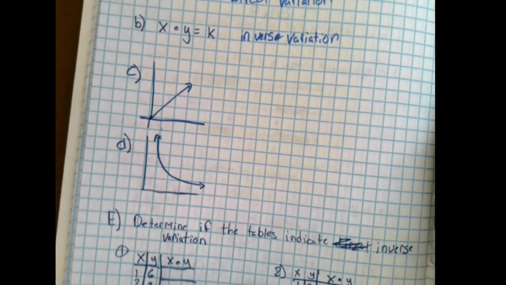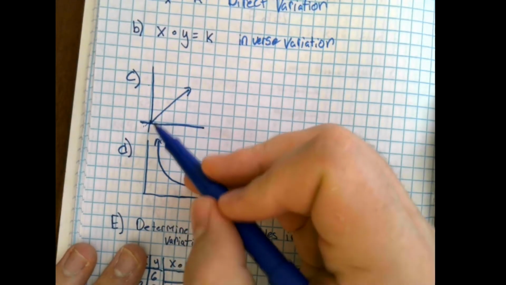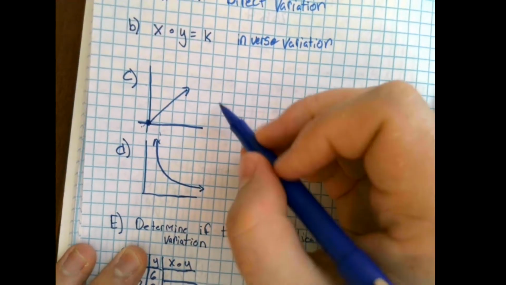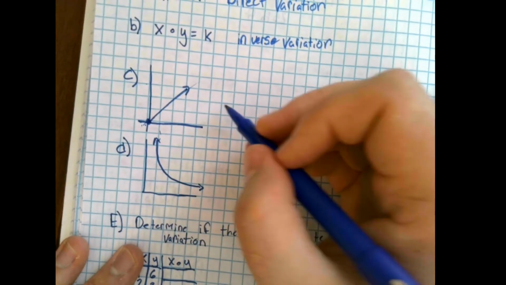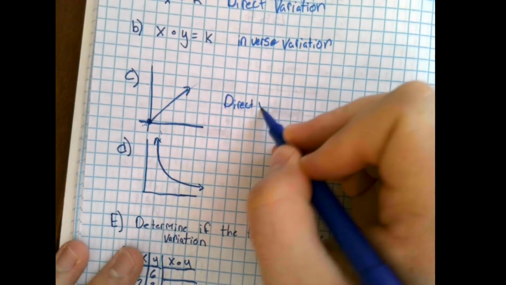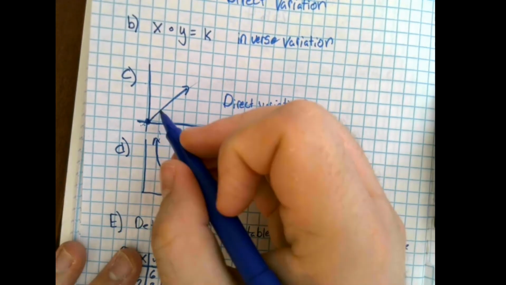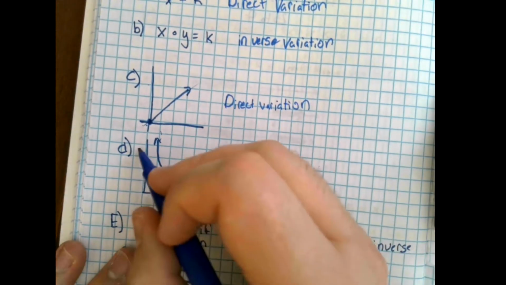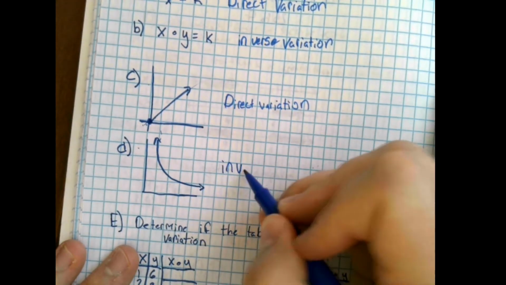Looking at these two graphs for C and D, this one is a straight line going through the origin, which means, since it's linear, it goes through the origin. It is a direct variation. This one is nonlinear and does not touch either axis. So this one is an inverse variation.